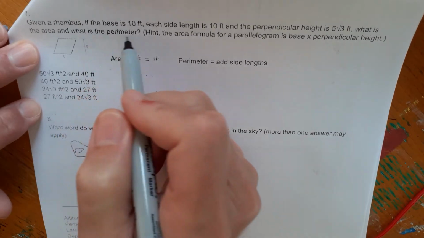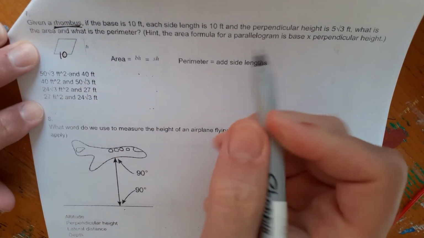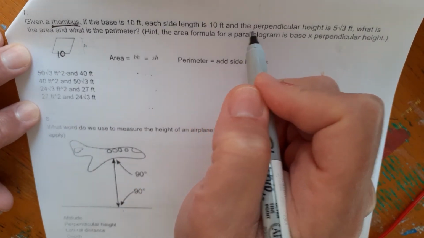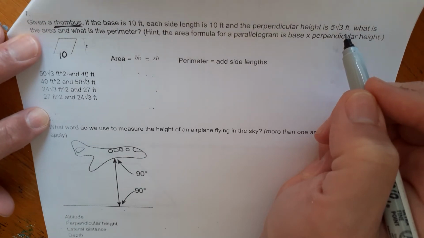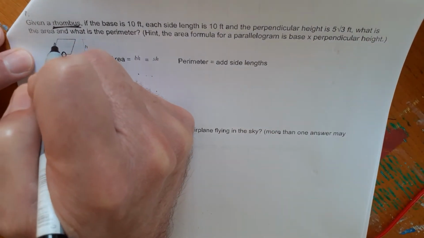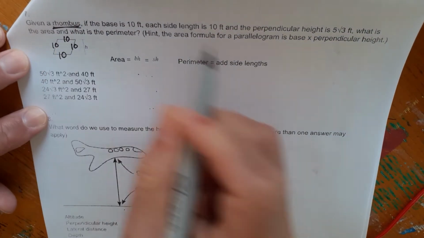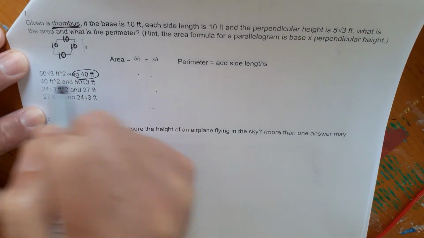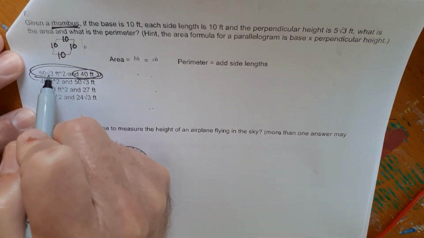All right, given a rhombus, if the base is 10, so here's a 10, it's a rhombus. Each side length is 10, and the perpendicular height is 5 square root of 3. Since a rhombus is a pushed over square, all sides will be 10 long. So I already know what the perimeter is: 10, 20, 30, 40. So I like this answer, right? I'm already on track with this. I could have figured it out with perimeter. Let's take a look at this, though.